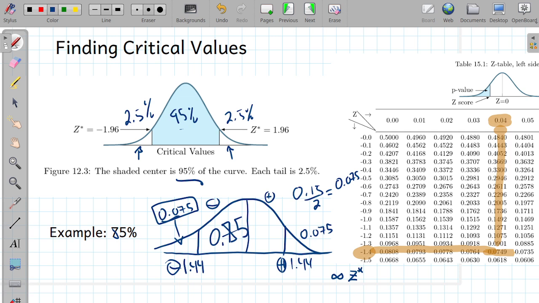Now, I originally had this at 75%. Well, that means there's 25% that are left unaccounted for. So 0.125.